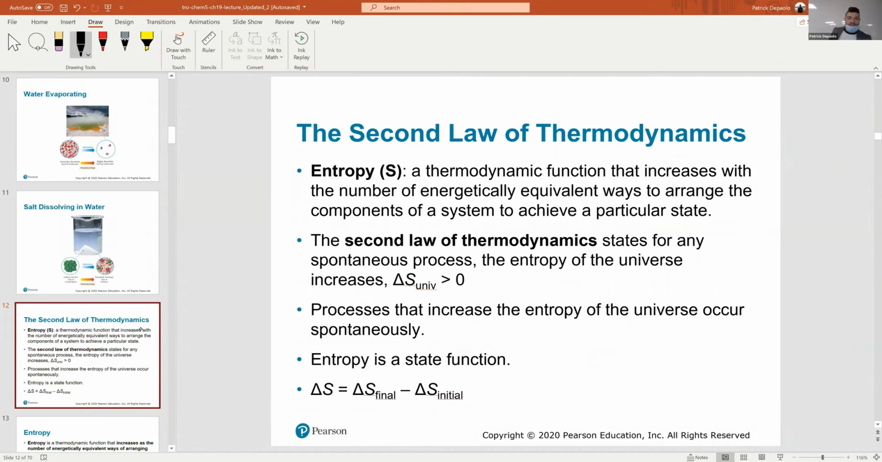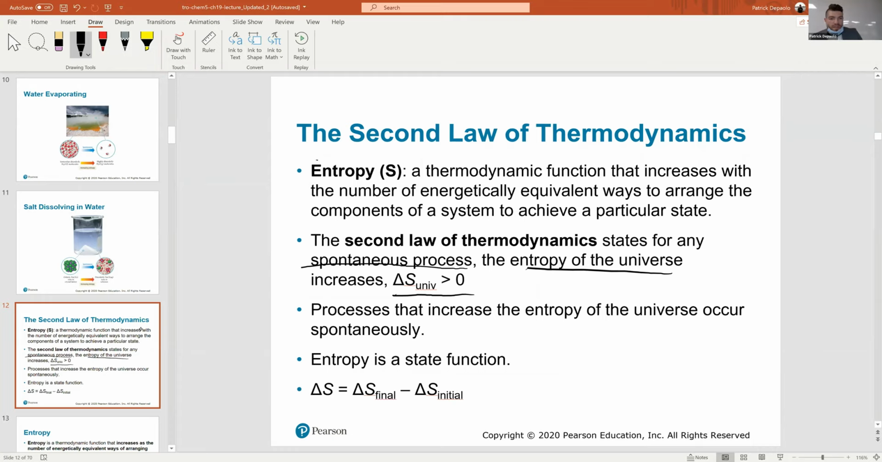Now, this gets to the second law, which we talked about before, but a more concrete definition is that for any spontaneous process, the entropy of the universe is positive, greater than 0. Professor? Yes. Wouldn't you say that spontaneity is directly proportionate to entropy? Like the more spontaneous something is, the higher the entropy is? Of course, definitely. Good, yeah, that's exactly right.